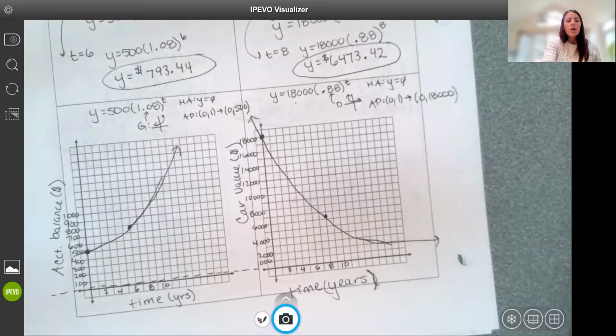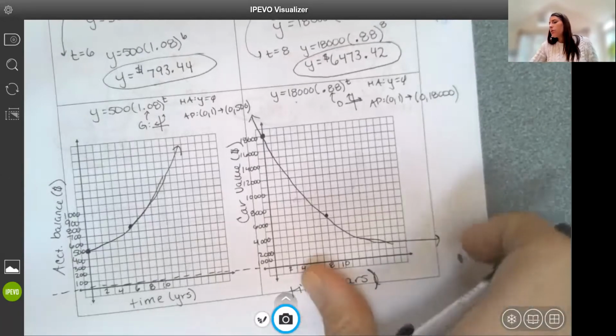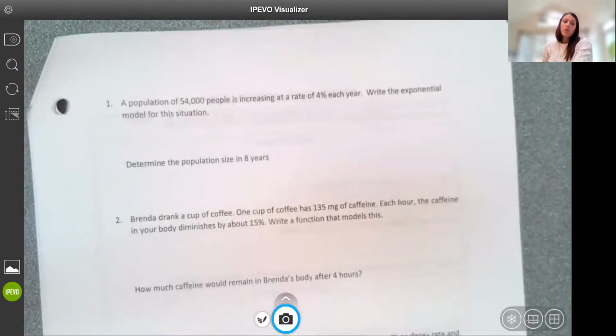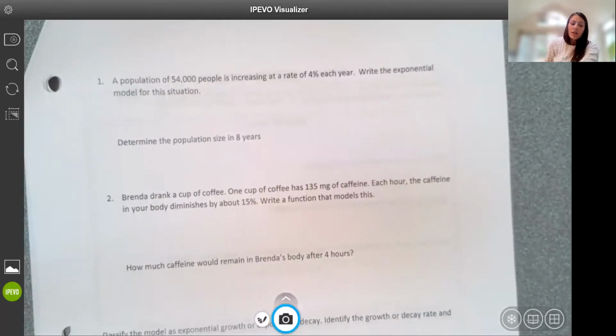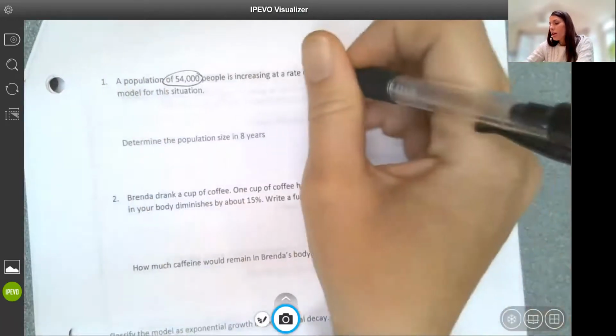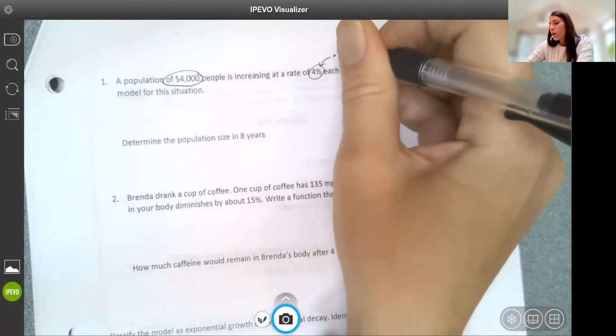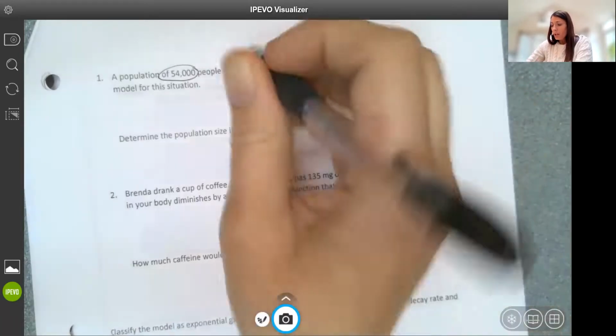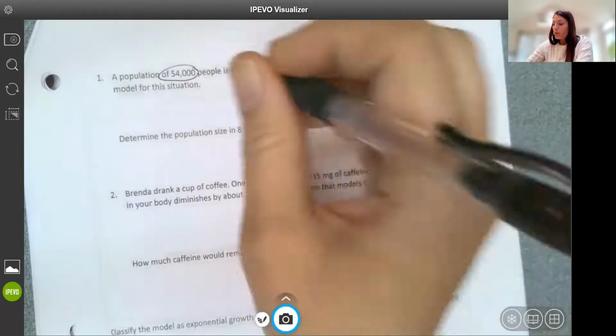Okay, so let's look at a few examples of how this will look when we're doing some application problems. So first thing we want to do is always be able to write the exponential model for whatever situation it gives us. So here we have population. Population could increase or decrease. This is an increasing population, increasing at a rate of 4% each year. Here's my initial amount, and here's my rate. And remember, I have to put in my rate as a decimal. 4% is 0.04. We know that it's increasing, so it should be growth.